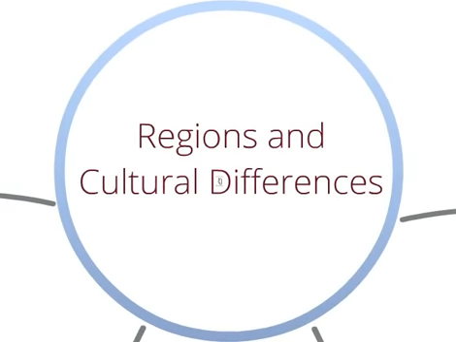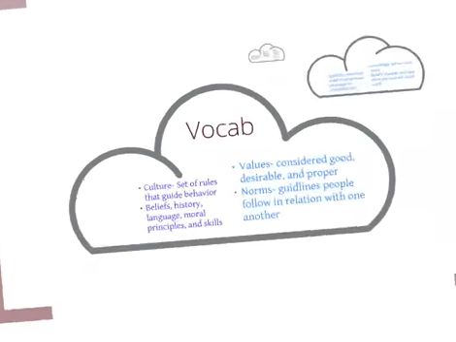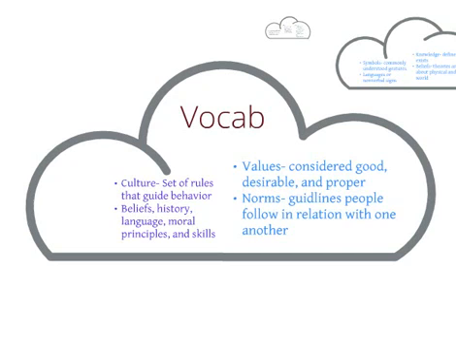Now let's look at how regions affect the culture of those regions. Culture is a set of rules that guide behavior. This includes a society's beliefs, history, language, moral principles, and skills. Let's look at some vocabulary dealing with culture. A value is a collection of what is considered good, desirable, and proper in culture.